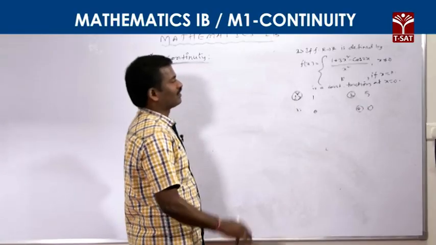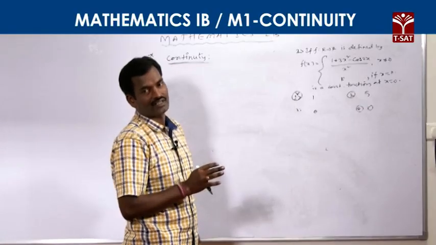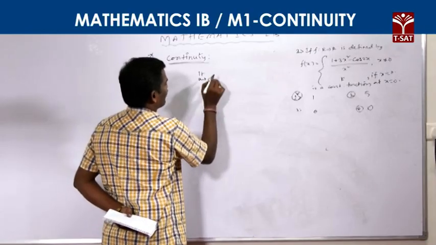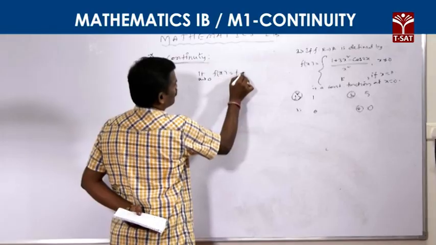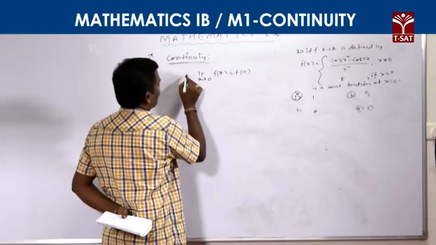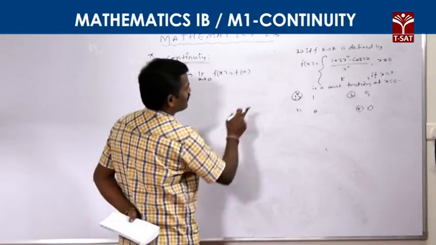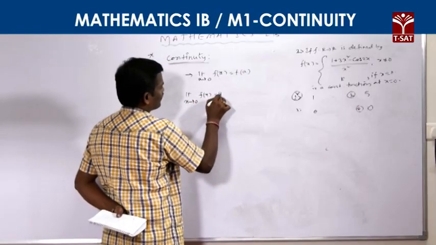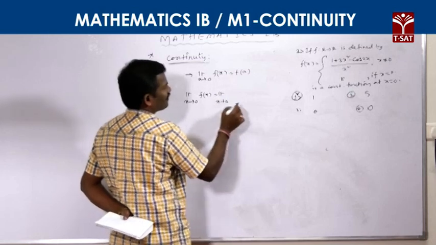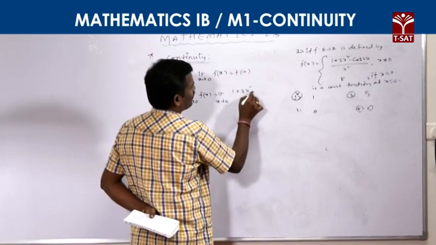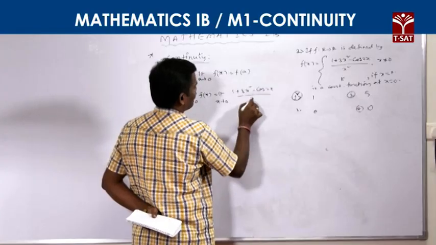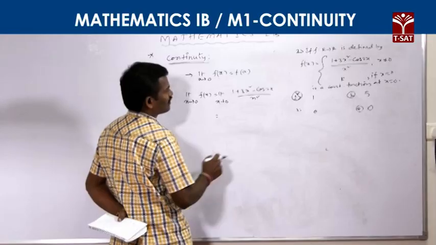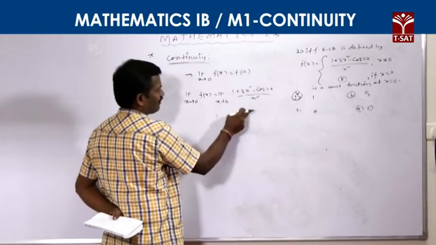So in this question, the function is already given as continuous. So we need to use the concept limit x tends to a f of x, we have to equate to f of a. So that concept we need to use. What is the function limit x tends to 0 f of x? 1 plus 3x square minus cos 2x by x square. We need to prove this equals f of 0, and that answer is also k. So k equals k we need to prove.